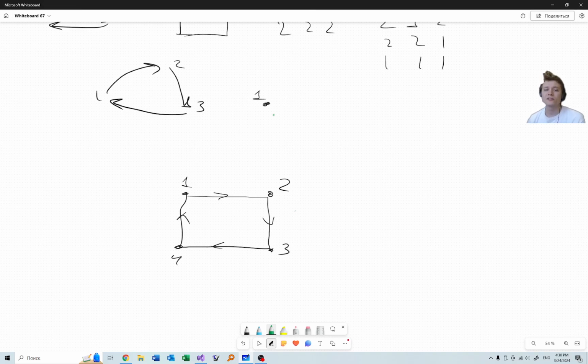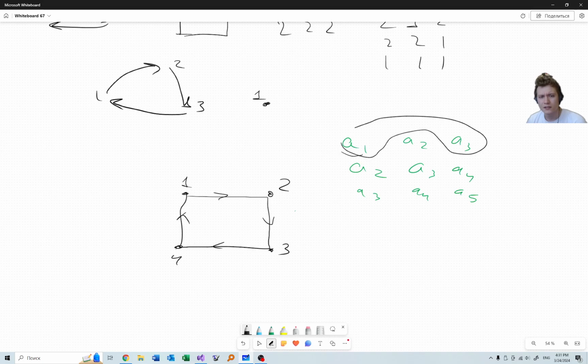Ah, no, I wasn't correct. I cannot do it. So if I do like this, see the pair A1, A3, it is here, but it is not here. No, I cannot divide it into cycles. I need to divide it into triangles. So it should be exactly triangles.